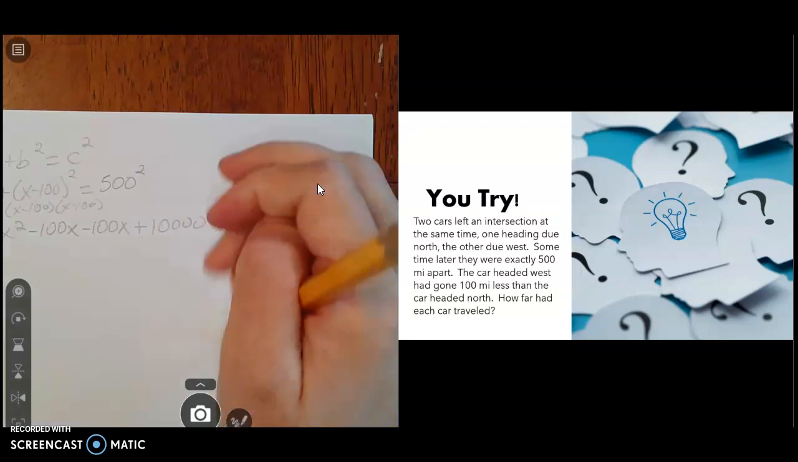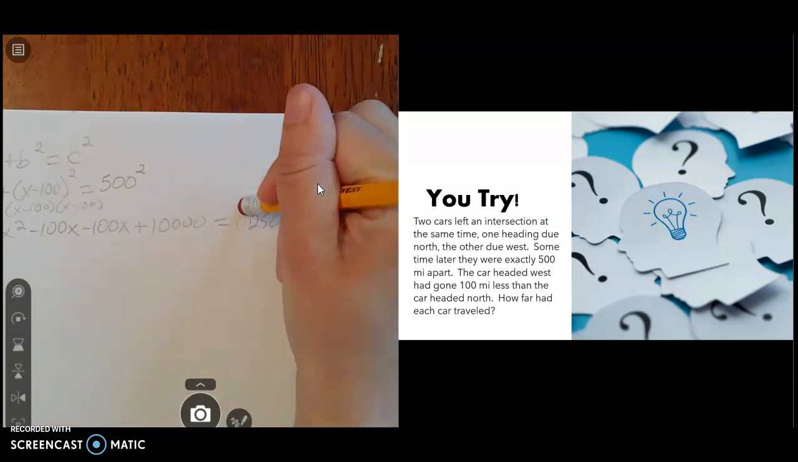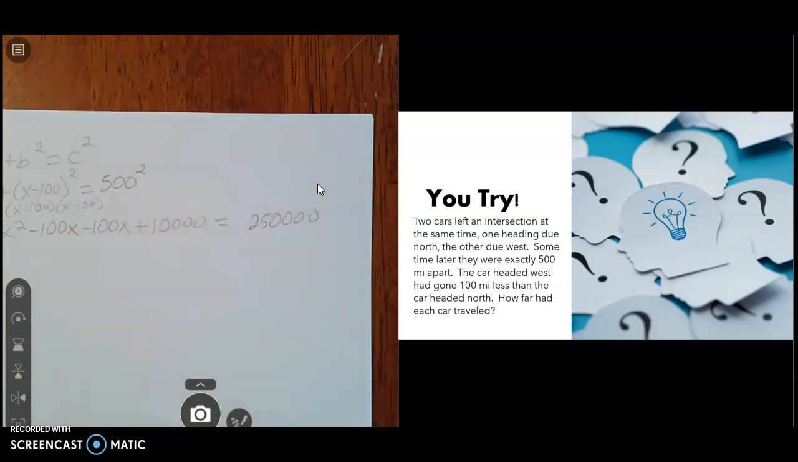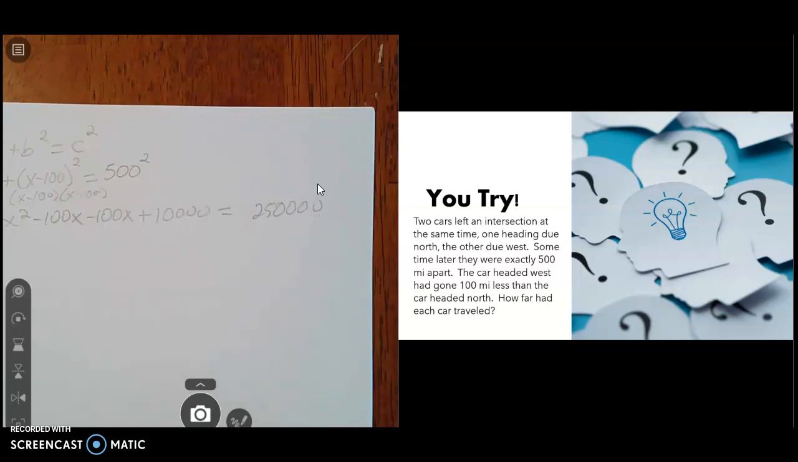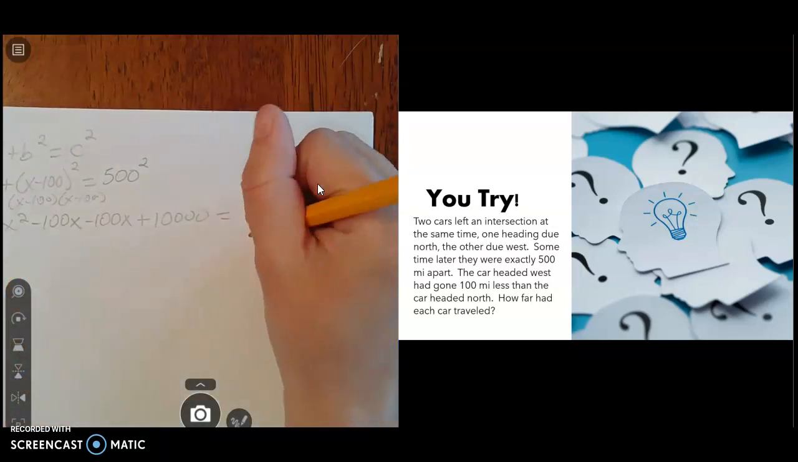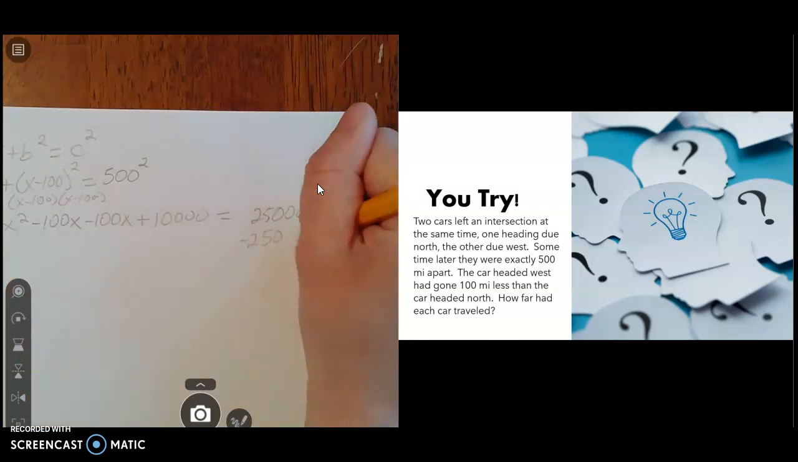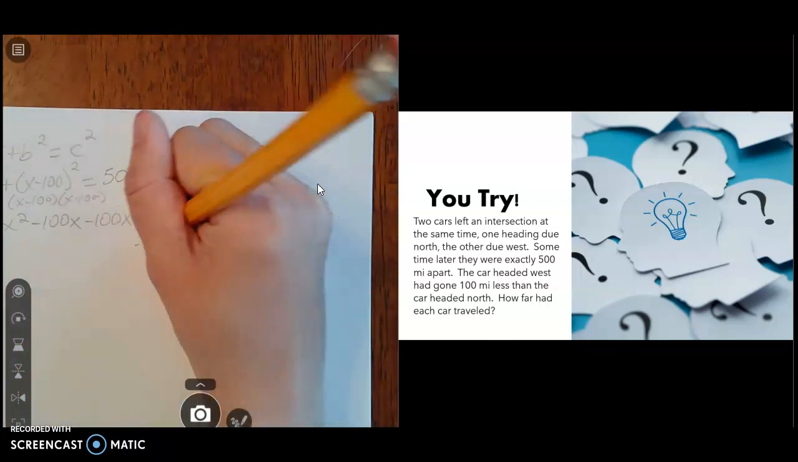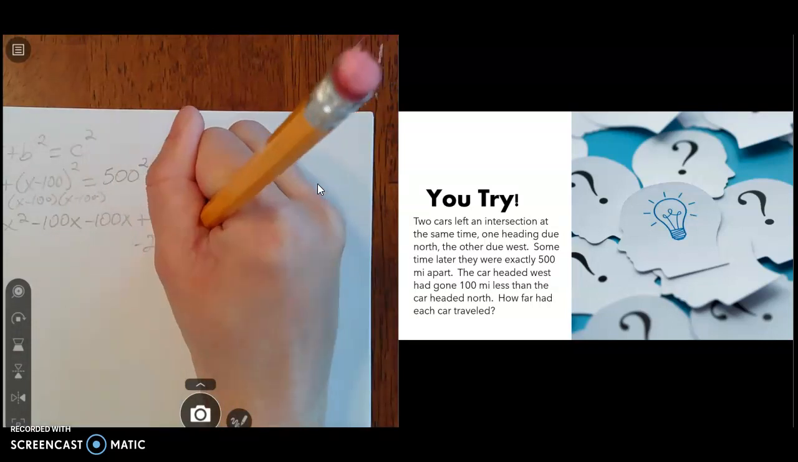Oh goodness, not 625. It's just 25. 5 squared is 25, not 625. I was squaring and then squaring again. There we go. So 250,000. From here, I can tell it's going to be quadratic, so I should probably move everything to the same side. So I'm going to subtract that 250,000 from both sides.